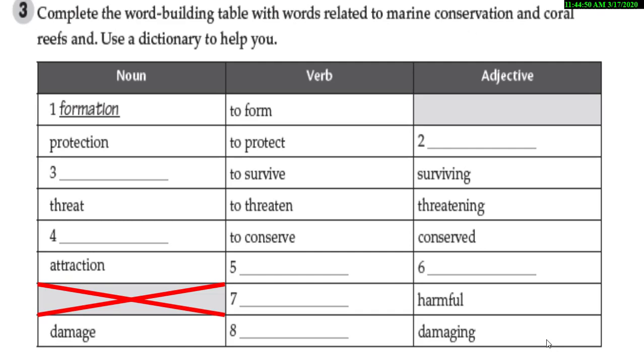Okay, everyone, right now let's move to the next page so that in this activity you could use your dictionary. What do we have here in this activity? Complete the word building table with words related to marine conservation and coral reefs. Use a dictionary to help you. Now here we are going to complete with the missing form. It could be noun, verb, or adjective.